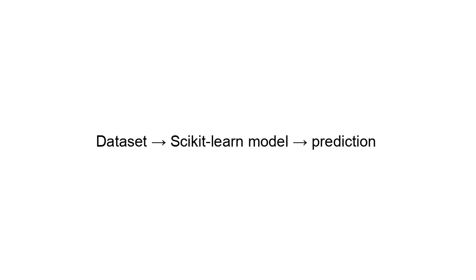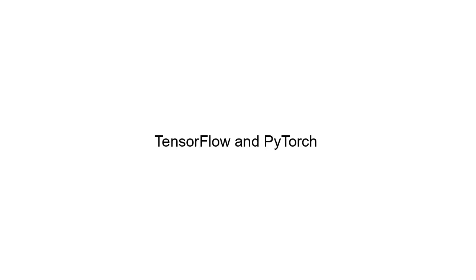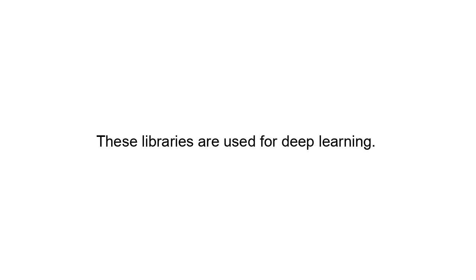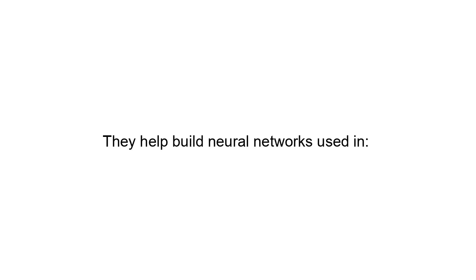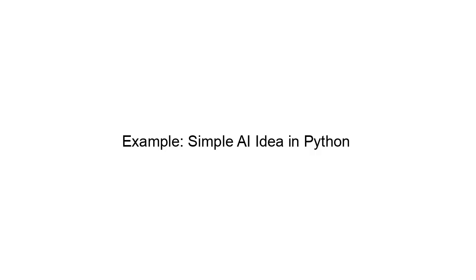Scikit-learn. Scikit-learn provides tools for machine learning algorithms such as classification, regression, and clustering. Example concept: dataset, then scikit-learn model, then prediction. It is widely used for beginner machine learning projects. TensorFlow and PyTorch. These libraries are used for deep learning. They help build neural networks used in image recognition, speech recognition, and natural language processing. These frameworks are used by many major AI companies.